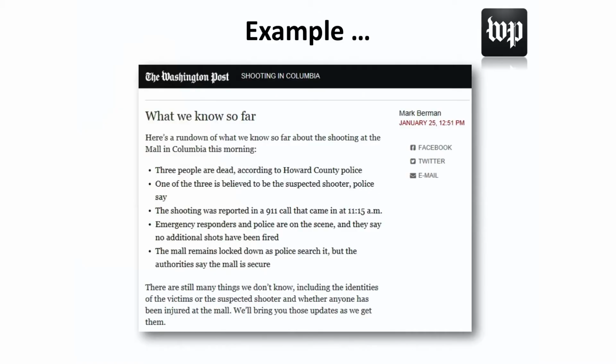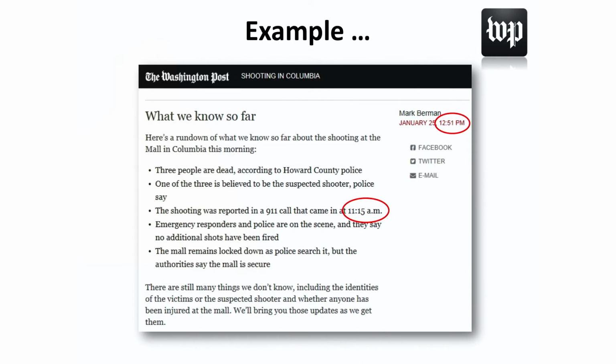Exactly. An example of this from the Washington Post here, and this of course is a breaking news story, a hard news story. When there was a shooting at a local mall, they begin with a headline, an intro graph of here's what we know so far, and then they break out the facts that have been confirmed in the case. And look how quickly they got this up. The 911 call came in at 11:15 that morning, and this was posted at 12:51 with the information they had gathered to that point.